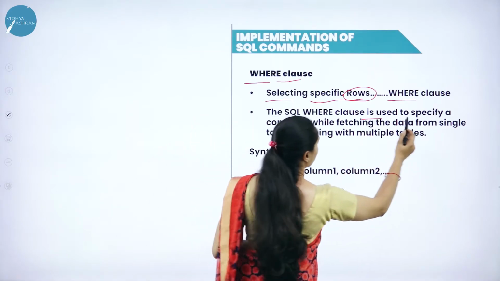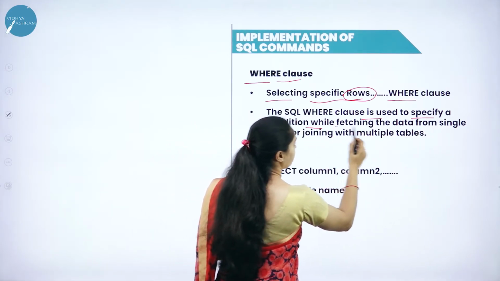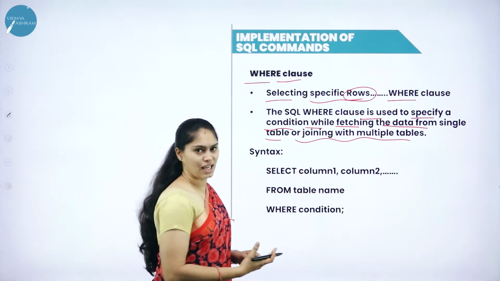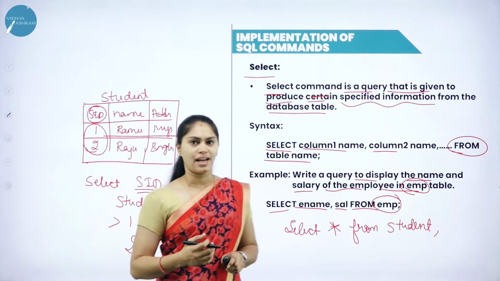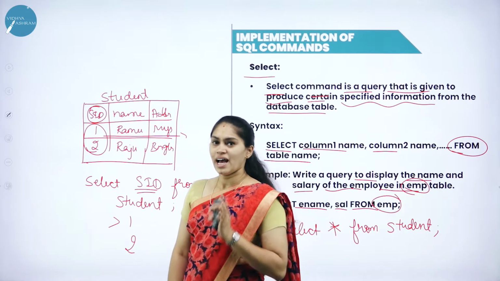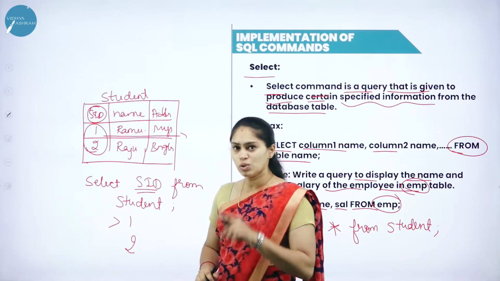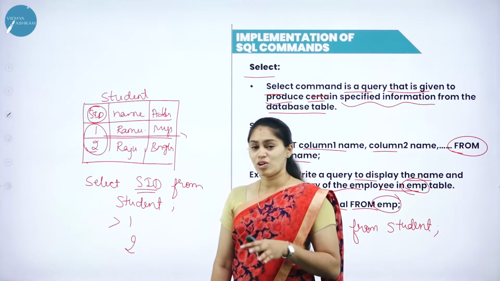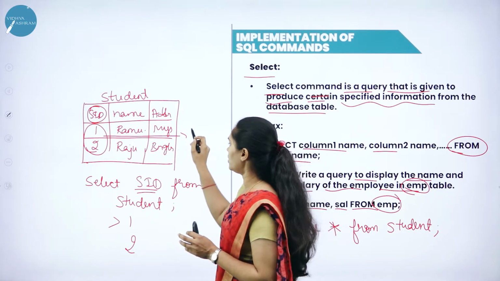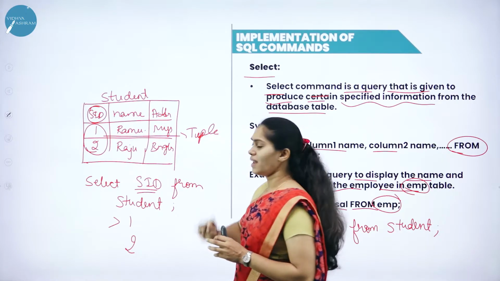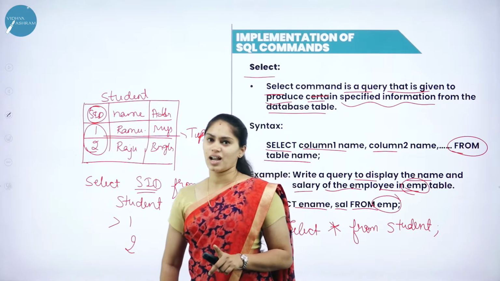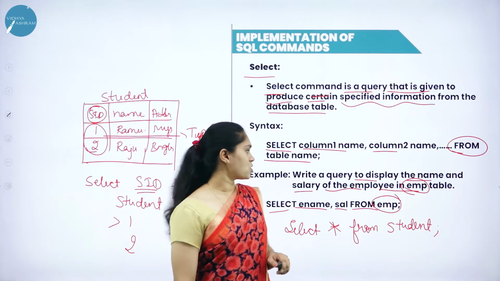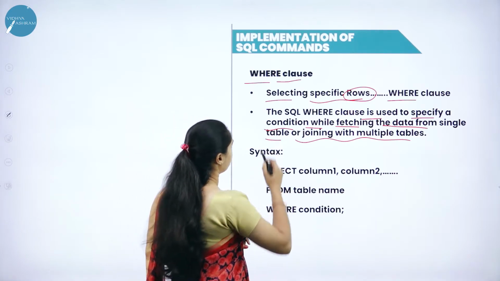It is used to specify a condition while fetching data from a single table or when joining multiple tables. For example, consider I have a student table here, and I want to select the name of a student whose student ID is 1. How can I do that? If I want to fetch a particular tuple or row, I have to go with a where clause. If I want a column, I go with select. So we'll see how to use this where clause.